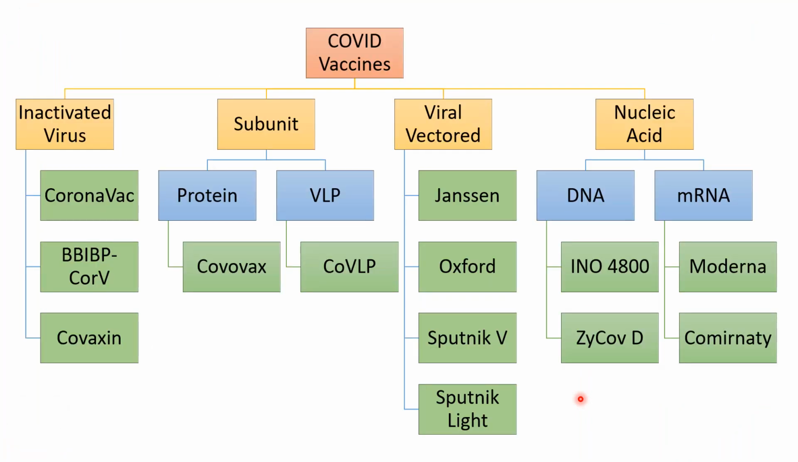So to summarize, the COVID vaccines may be either inactivated virus like the CoronaVac, BBIBP, or the Covaxin. Subunit vaccines, the protein subunits as in Covovax, the virus-like particles in CoVLP. Some viral vector vaccines like the Janssen, Oxford, or the Sputnik vaccines. The DNA vaccines like the INO and the Zydus D, and the mRNA vaccines like the Moderna and the Comirnaty.